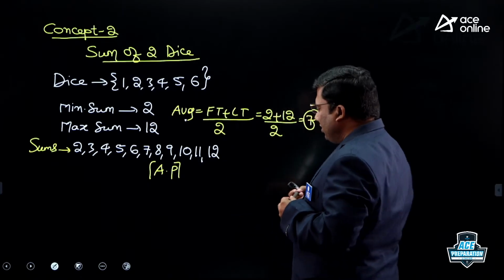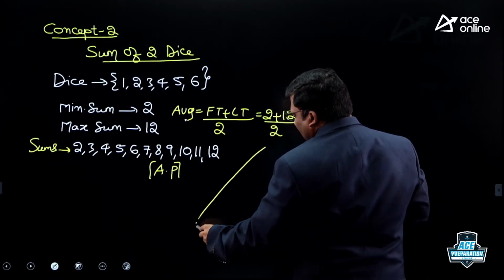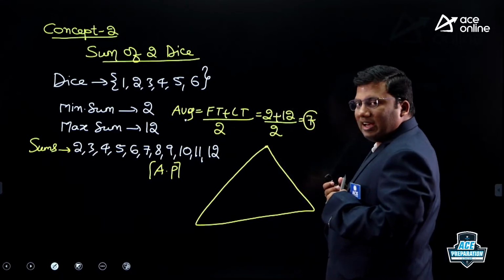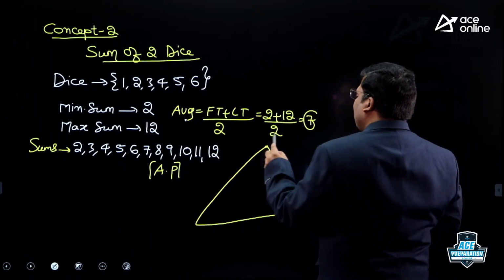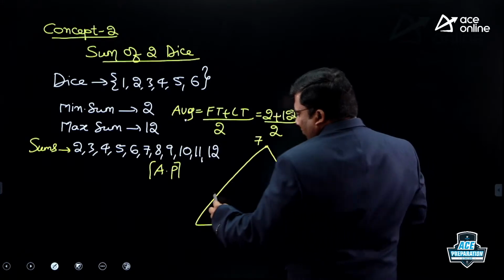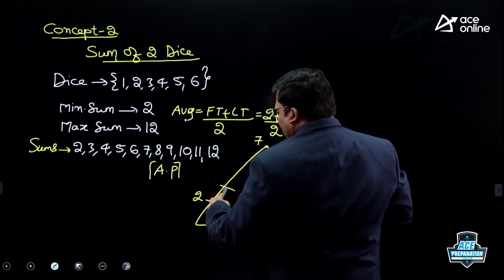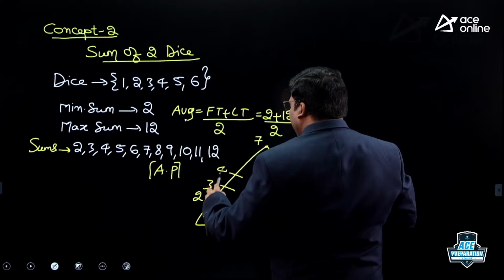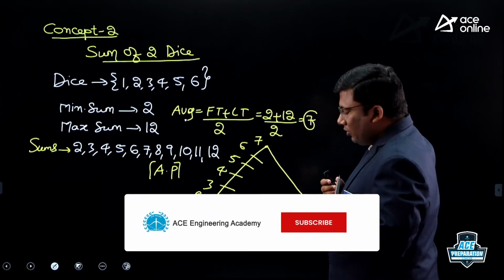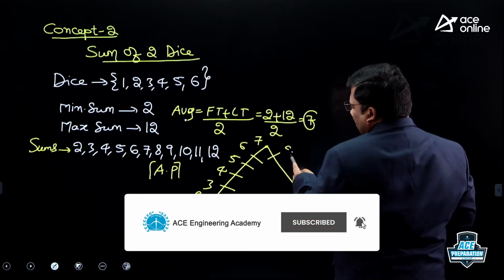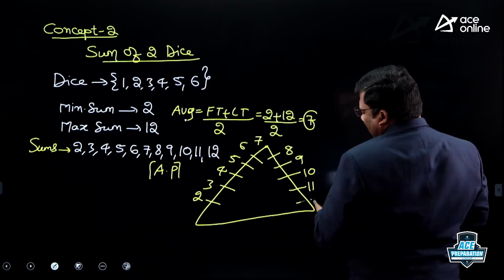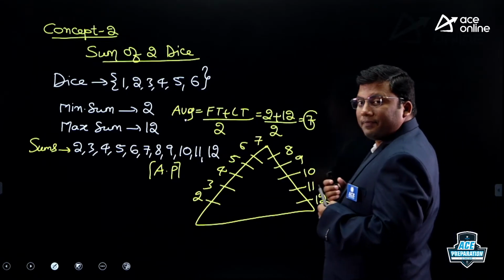Now listen carefully, sir. I am drawing a triangle. This method is called a triangle method. Why is this the triangle? I will tell you. The topmost vertex, write down the average 7. Write down the possible sums. Minimum sum can be 2. It can be 3, 4, 5, 6. This can be 8, 9, 10, 11, 12. Are you all with me?